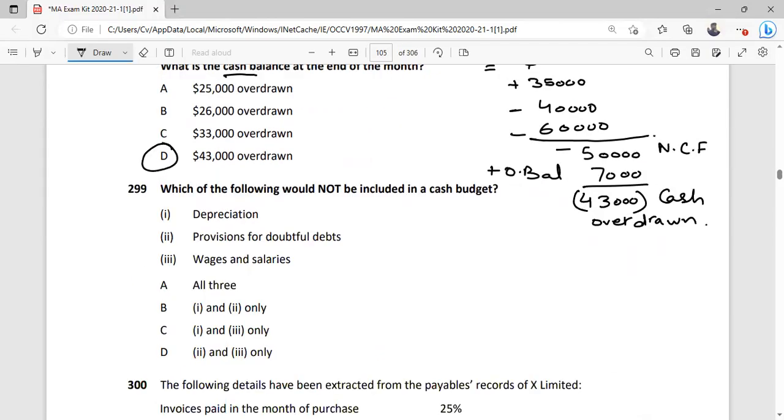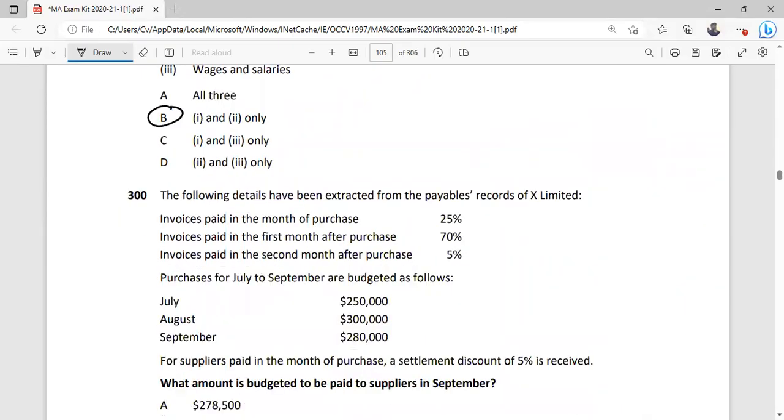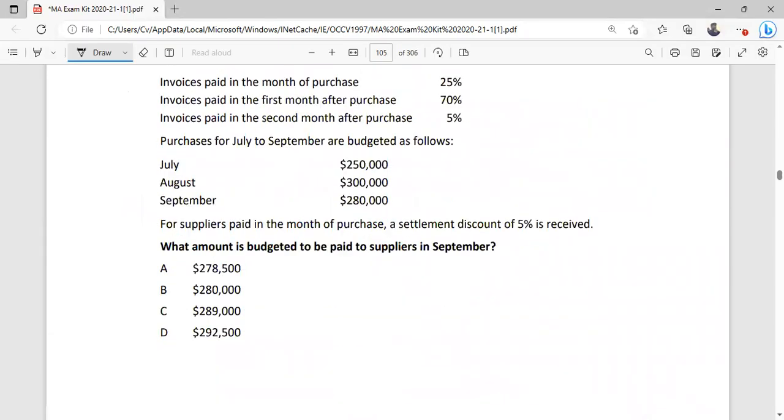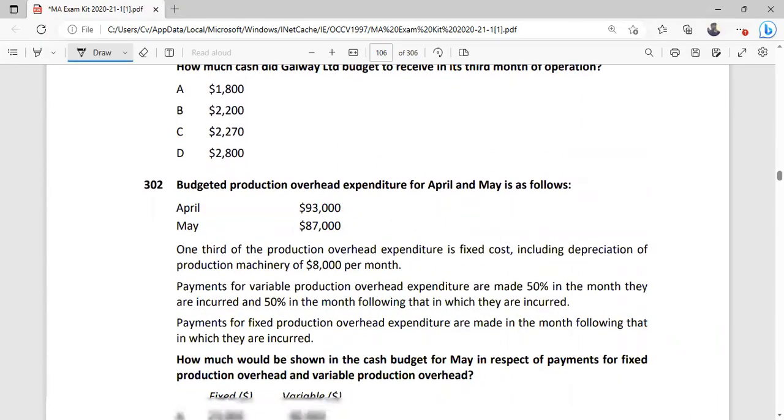The following would not be included in the cash budget: depreciation is a non-cash item, so depreciation will not be included in the cash budget, and a provision is a provision, not a debt. So these are not included in the cash. Now you can solve the next one, that is the payment to supplier, and hopefully the next one as well.